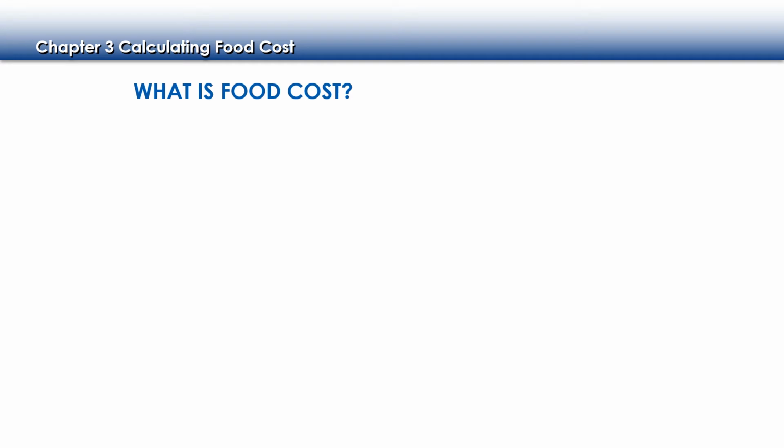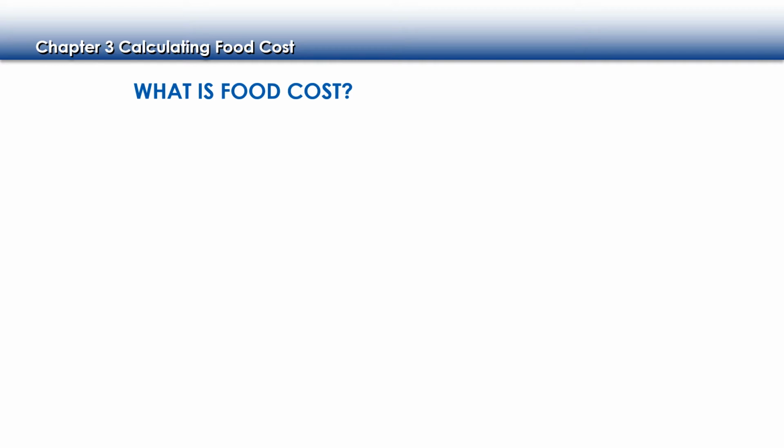All right, so what is food cost? Simply put, food cost is the cost of the food and the ingredients as we are using them to produce product. So, in a sense, food only becomes part of the food cost when we are actually using it to prepare an item for sale.